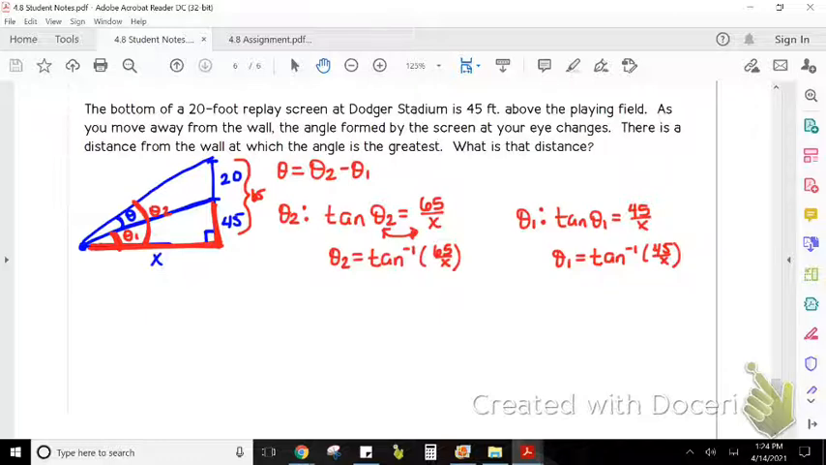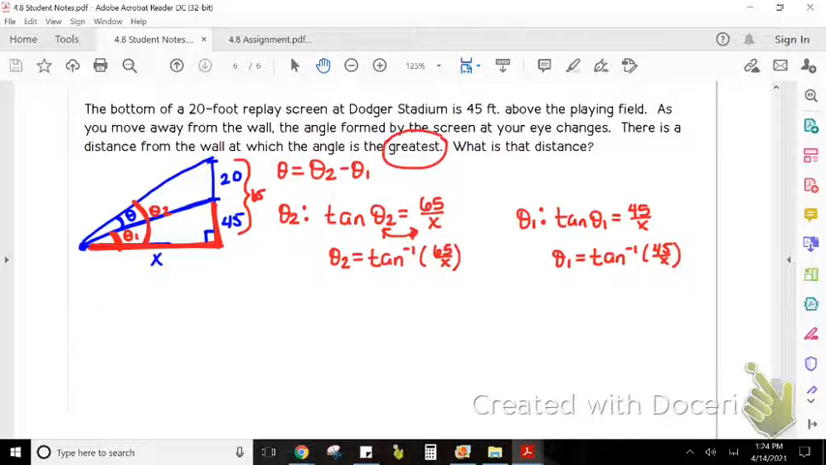But it told me I want to find the distance from the wall at which the angle is the greatest. How would I find something if it's the greatest? Okay, but I don't know either one yet. That's a good thought. Greatest. Where did we talk about greatest before? When we did some graphing. What would I look for if I'm looking for the greatest when I'm graphing? The highest point. What is that also called? The maximum.